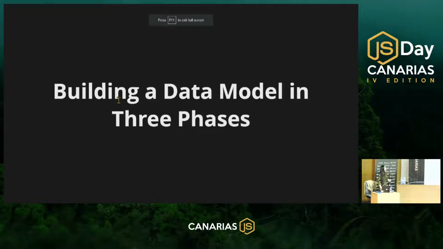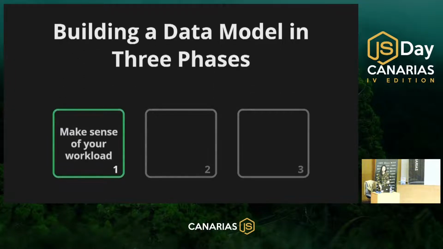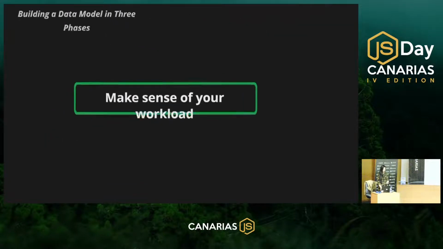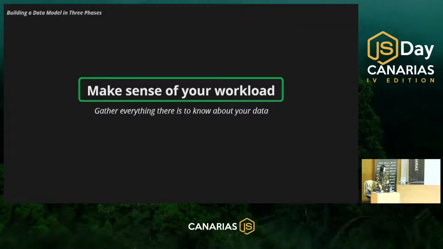So we'll go now into the actual phases. How do you actually build a data model in 3 phases? The first phase is to make sense of your workload. What does this mean? It means gathering everything there is to know about the data that you're working with in your application. And from this, you're going to get a lot of inputs. The first input is to list, qualify, and quantify all the operations that are part of your application.